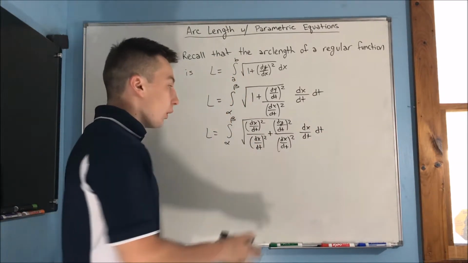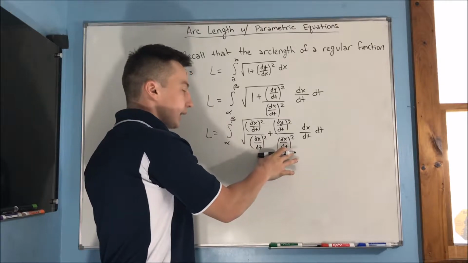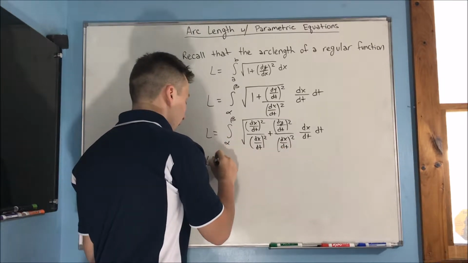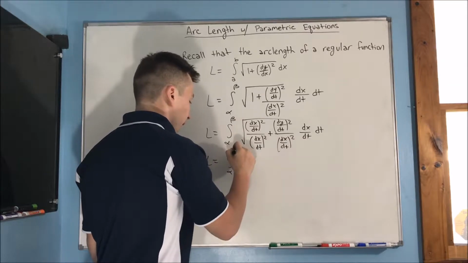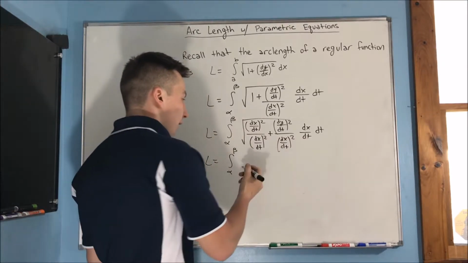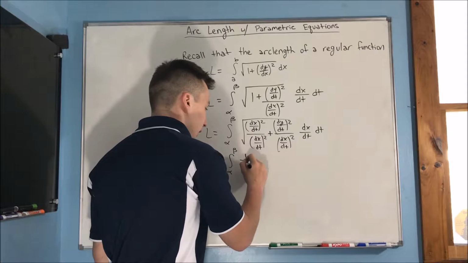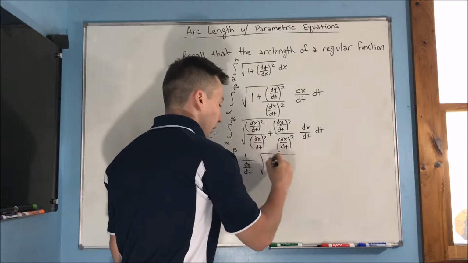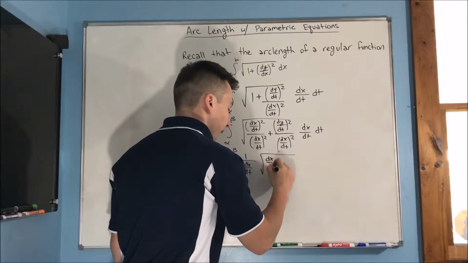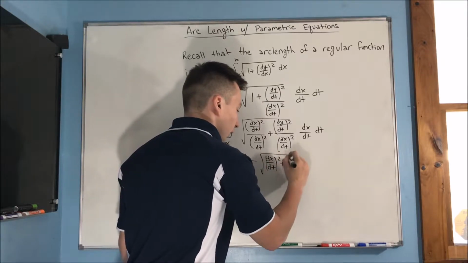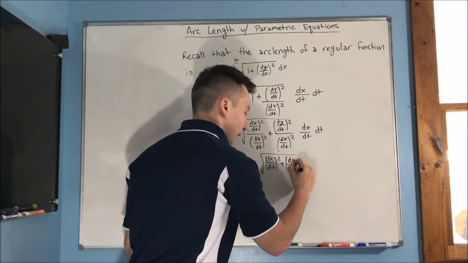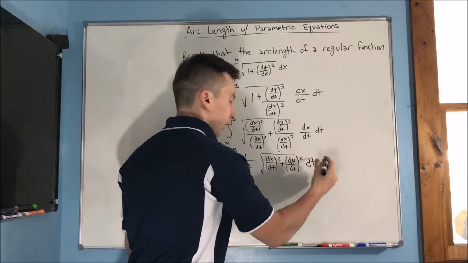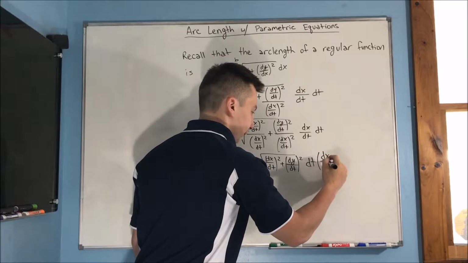Now, here's what's cool. We can take this dx/dt squared out of the radical, and have that be a 1 over dx/dt, times the square root of dx/dt squared plus dy/dt squared. And we get a dt on the outside. Oh, and of course our dx/dt.